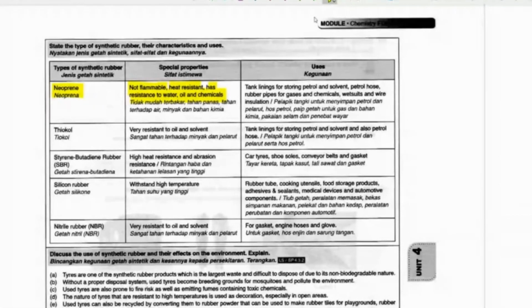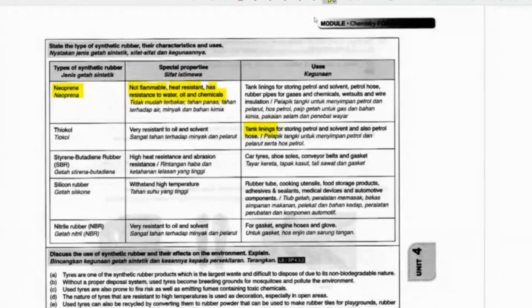So where can we use this? Tank lining for storing petrol and solvent, petrol hose, rubber pipes for gases and chemicals, wetsuits and wire insulation. All this is under neoprene. Next is thiocol, very resistant to oil and solvent. Where can we use it? Tank lining for storing petrol and solvent and also petrol hose.